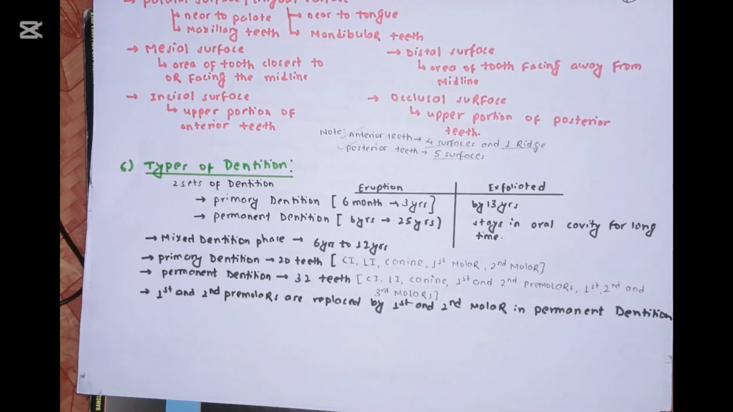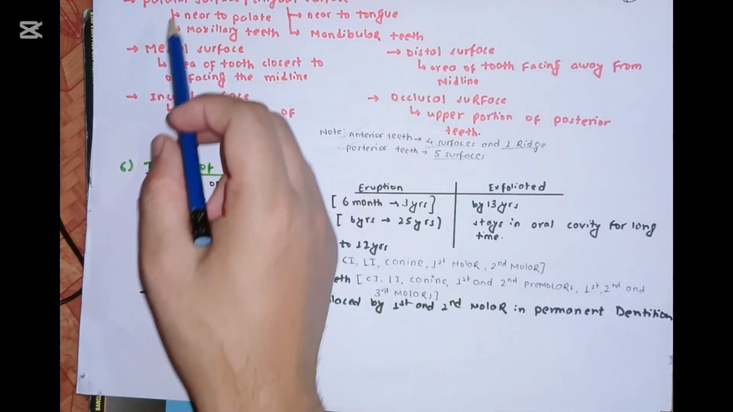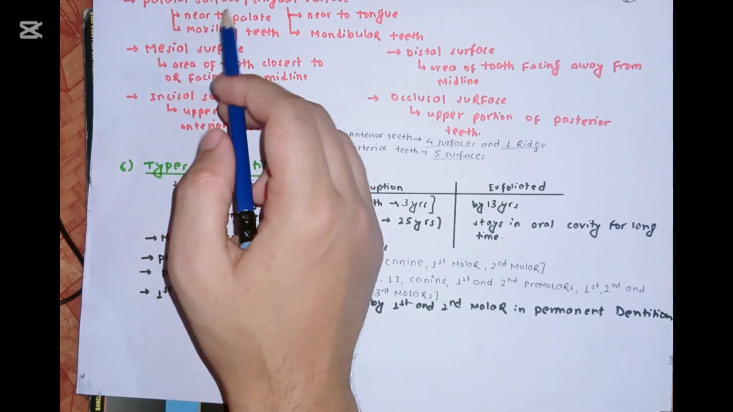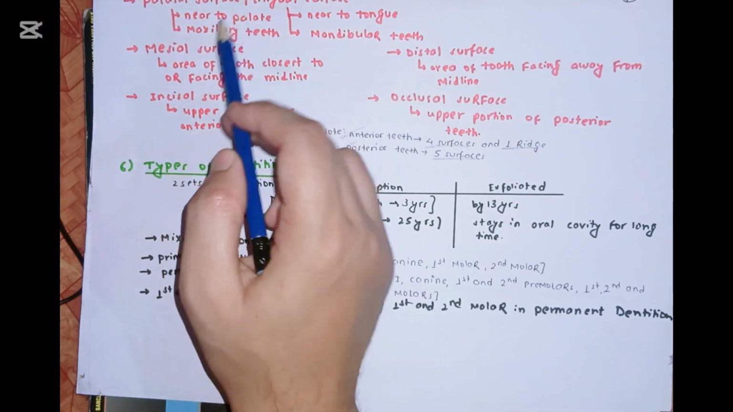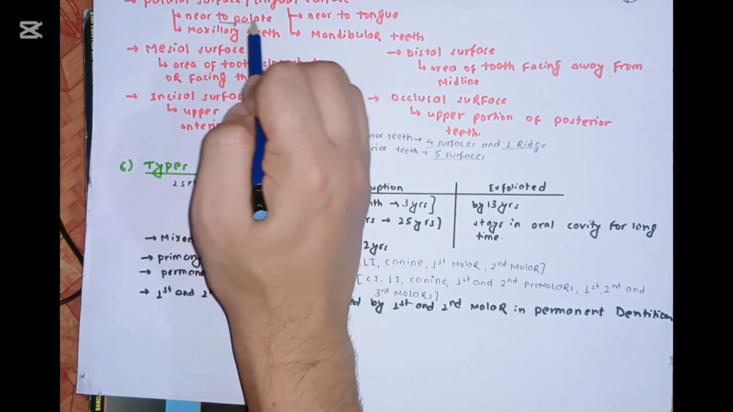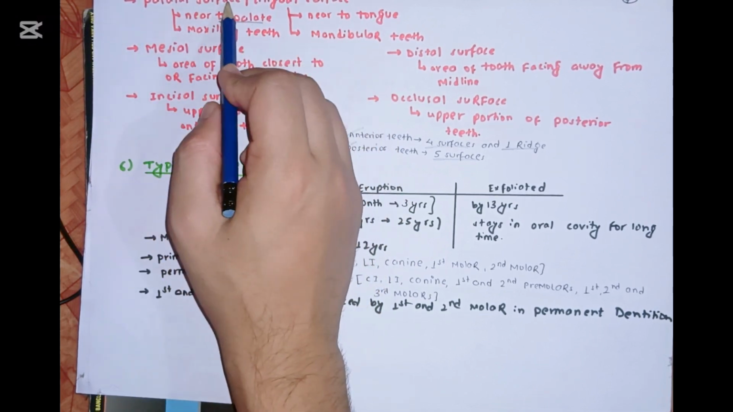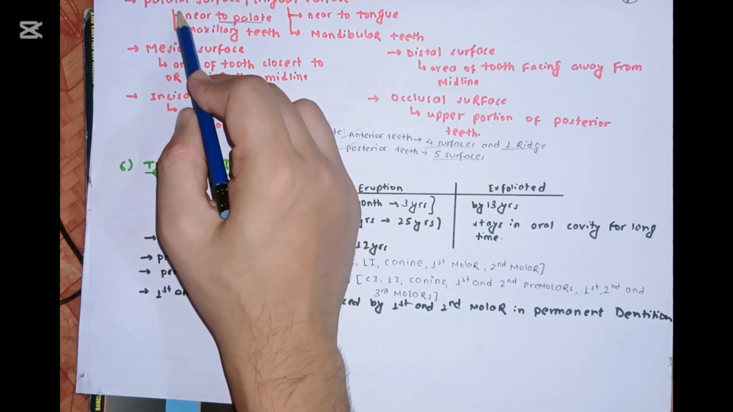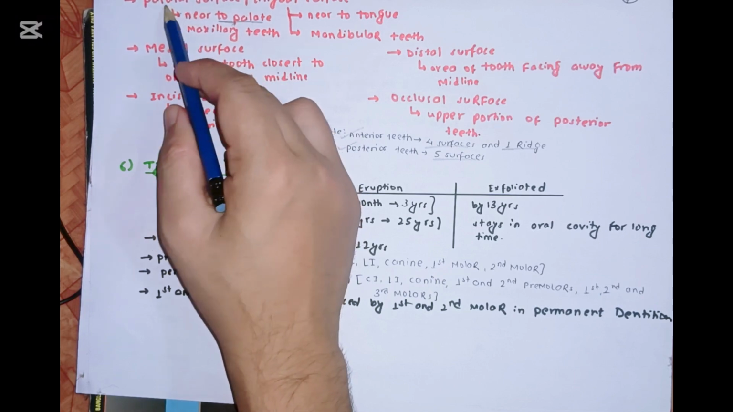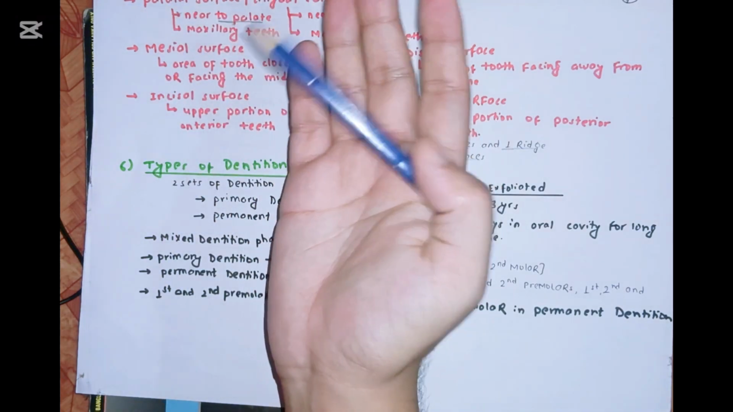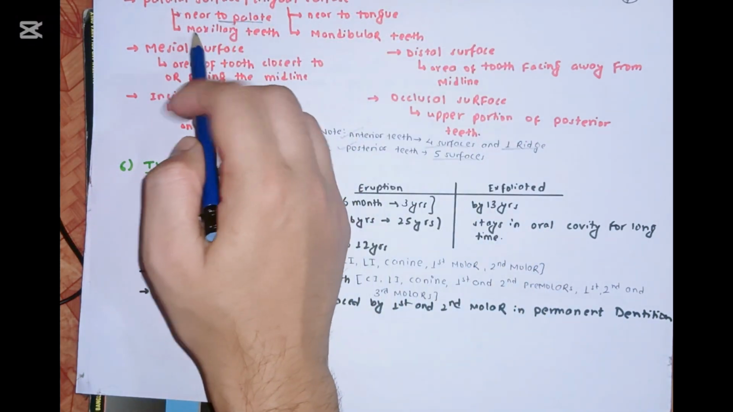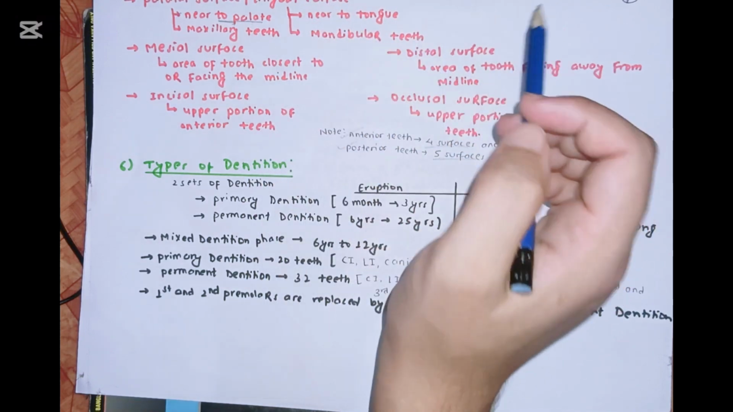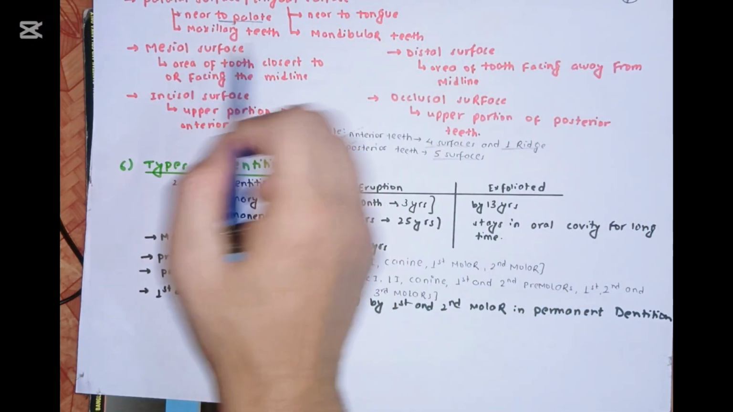Now, in another part on the surface, we are looking at the palatal surface. Palatal surface means it should be near the palate. As we know, the palate is present in the maxilla, in the upper portion, so the palatal surface must be present in maxillary teeth. The lingual surface is near the tongue, so it must be present in the mandibular teeth. Similarly, there are the mesial surface and distal surface.